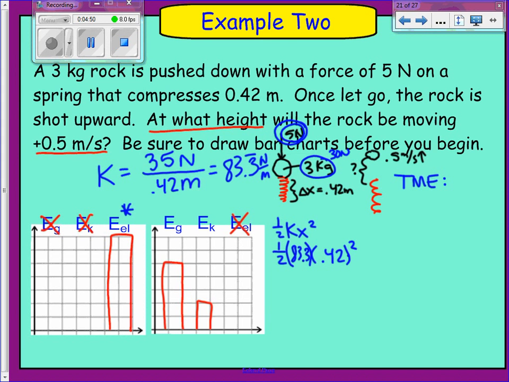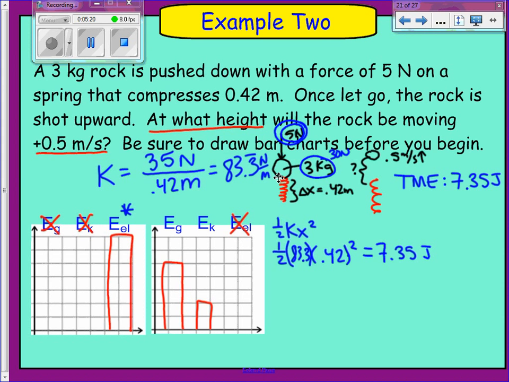So 83.3 times 0.5 times 0.42 squared ends up getting me an elastic energy of 7.35 joules, which is also my total mechanical energy of 7.35 joules. What this means is that the energy has to be conserved, and therefore it always has to be 7.35 joules no matter where. So in the second bar chart, my gravitational and kinetic energies together must equal 7.35.